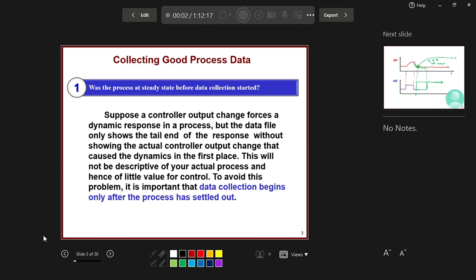So the most important and the first precaution you need to take care of is whether the process was at steady state or not when you started collecting the data. This is a very important step, and it will decide whether your data is feasible or not. Let me show you this with some schematics to understand the exact meaning of this point.